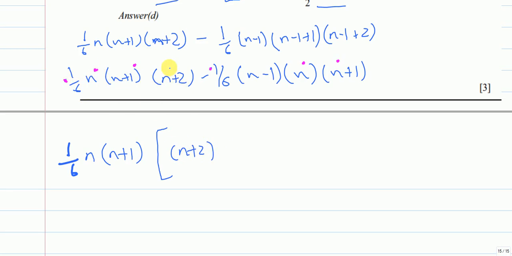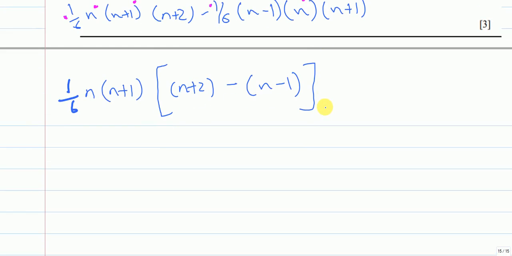Now from this whole I have finished. I have n plus 2 here. Now from this one I have again taken out 1 over 6. It should be a negative, and I have taken out n and n plus 1 as well, so what is remaining is n minus 1. You can cross-check: if I multiply this with this, I will have this again, and if I multiply this with this value, I will have this value again. So I have done the factorization correctly.